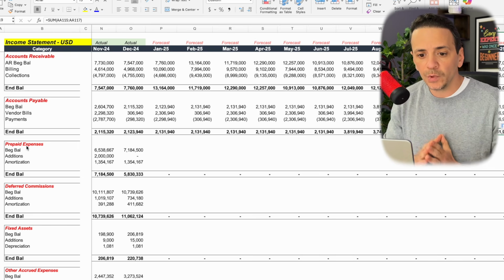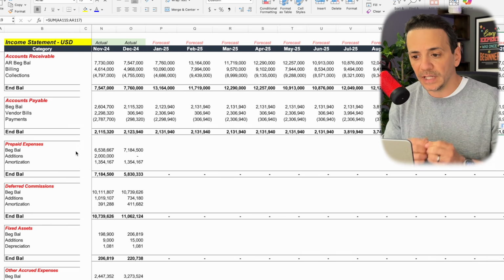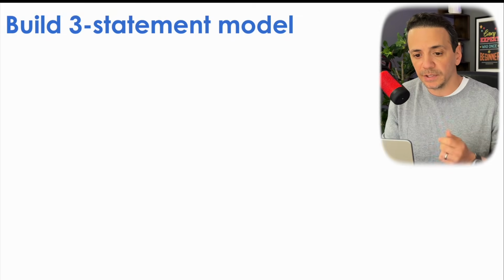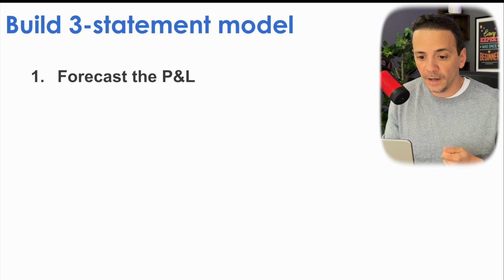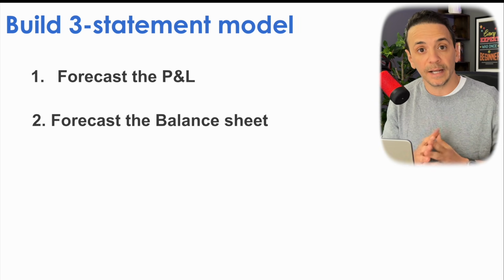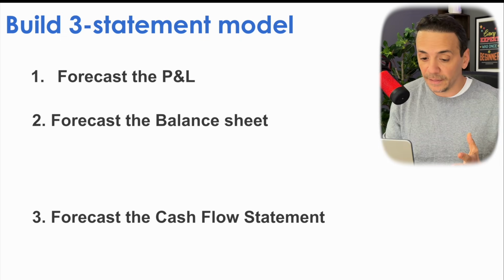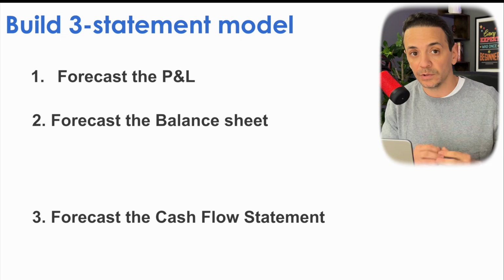Okay, so when we are building a three-statement model, we are going through three steps. The first step is forecasting the P&L. The second step is going to be to forecast the balance sheet. And then the third step is going to be to forecast the cash flow statement.